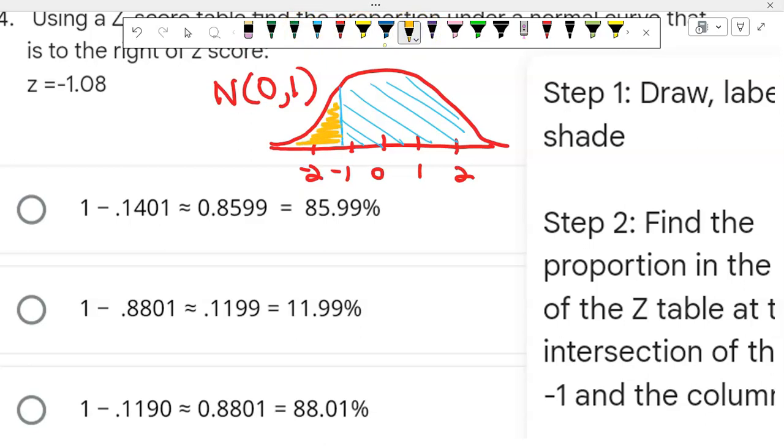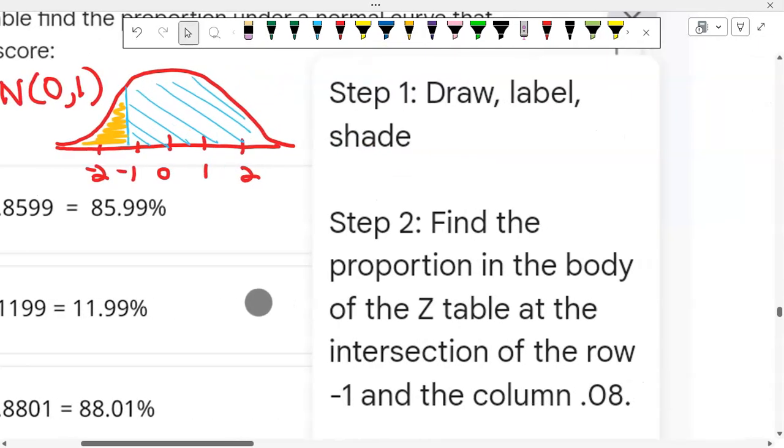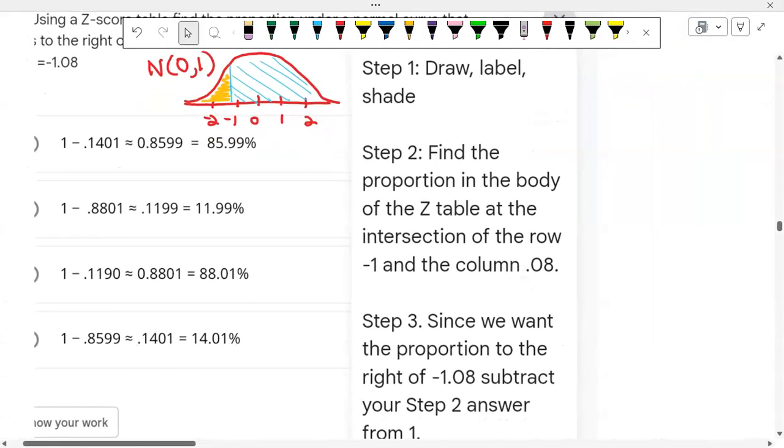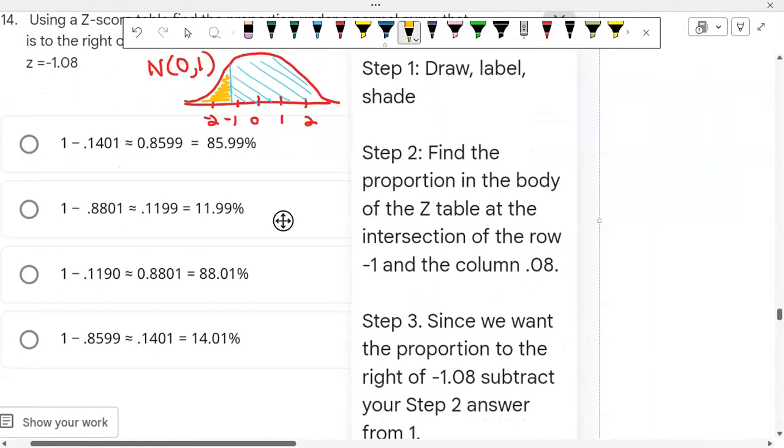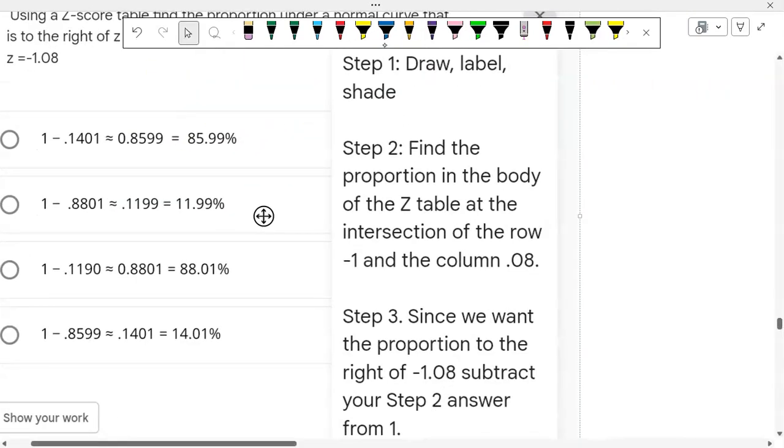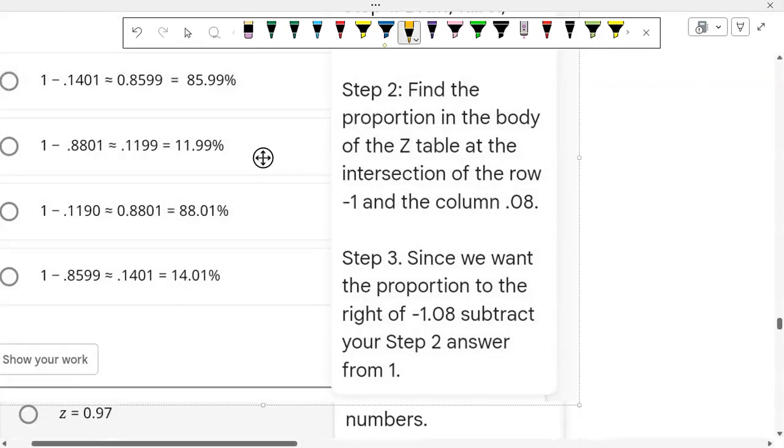Then I'm going to take that and subtract it from 1. So I'm going to do everything like I did the last problem, but since we want the proportion to the right, I'm going to subtract the area number that I get from 1. Okay, so whatever I get for this part here, I'm going to subtract it from 1.